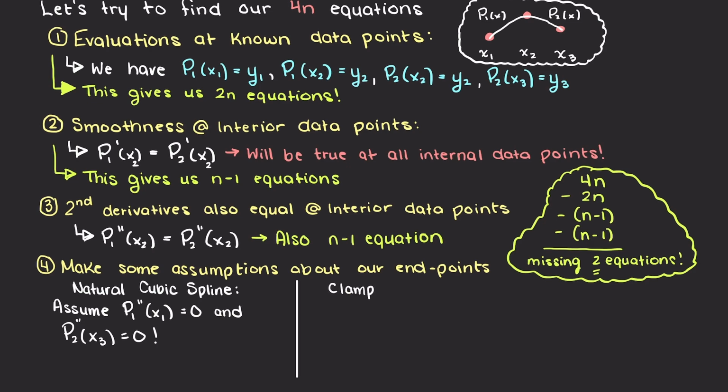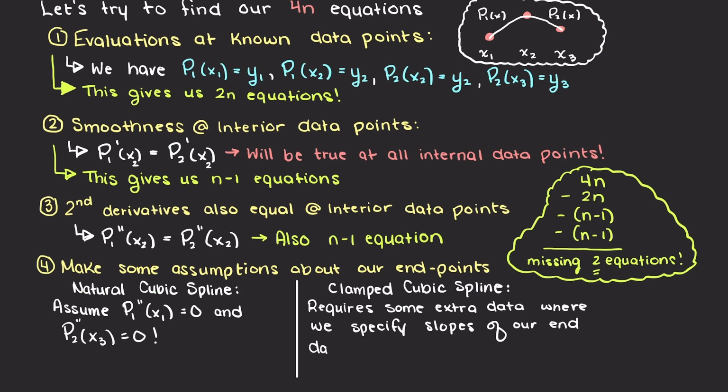Whereas a clamped cubic spline requires some extra data. We specify the slopes, the rate of change of the curve at the first and last data point. These slopes are called the clamped conditions. By providing these clamped conditions, we ensure that the curve has the desired slope at the endpoints, which can be helpful when we have prior knowledge or constraints about the behavior of our curve.